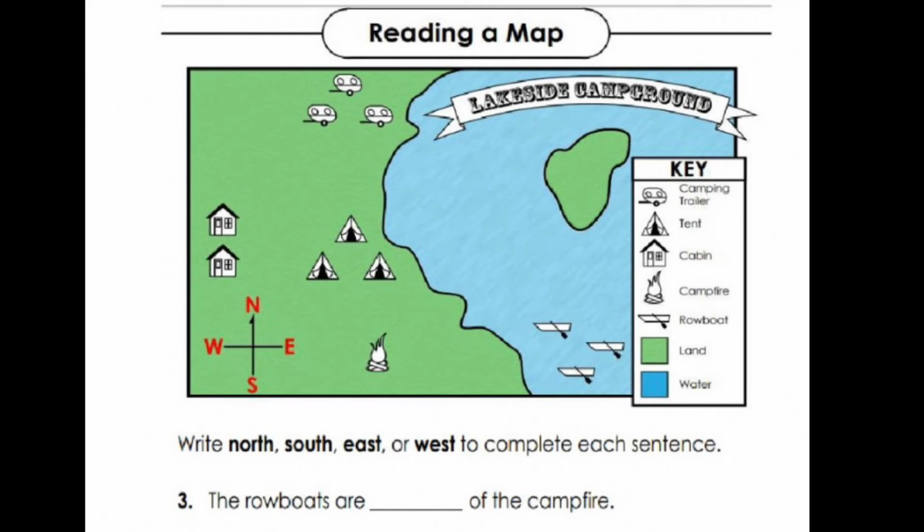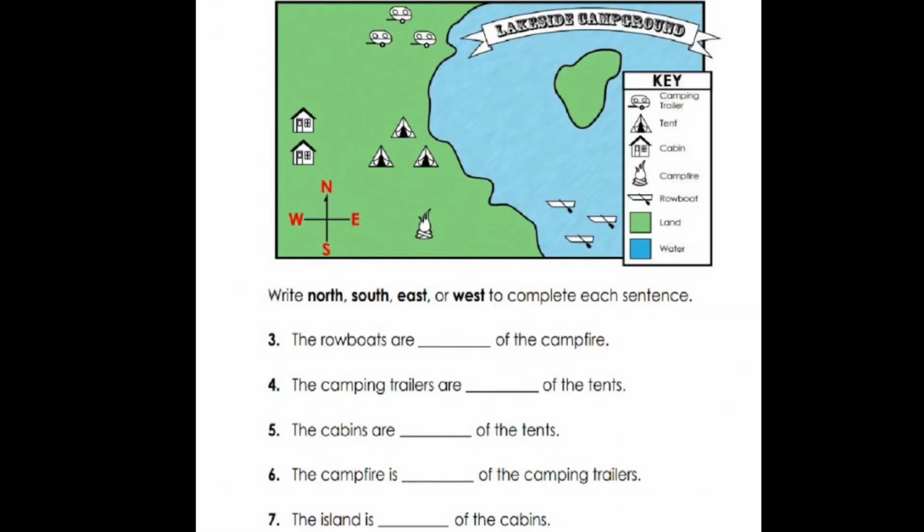Looking at the compass rose, the rowboats are blank of the campfire. Which direction do you think? If you said to the east, you are correct. The rowboats are east of the campfire. Now, I want you to do 4 through 7 on your own. Push pause and complete it now.